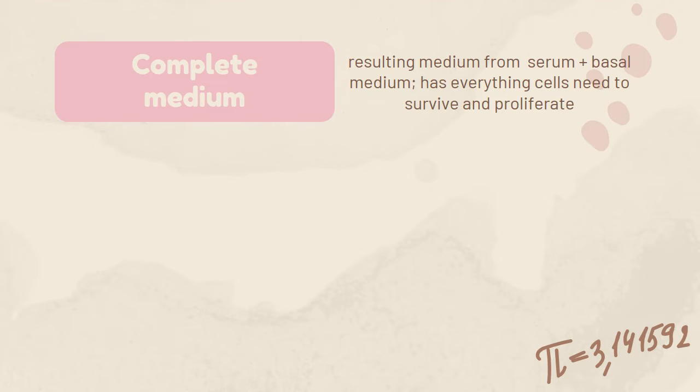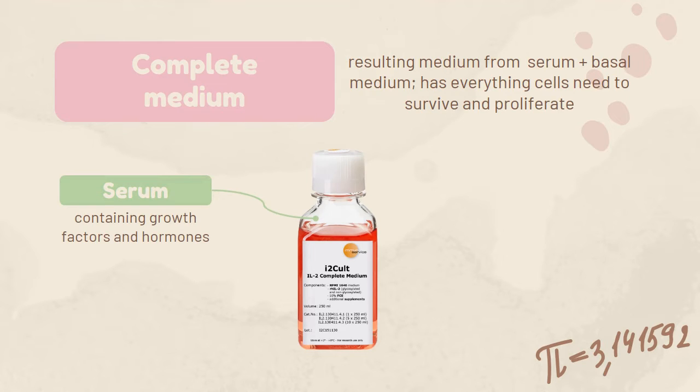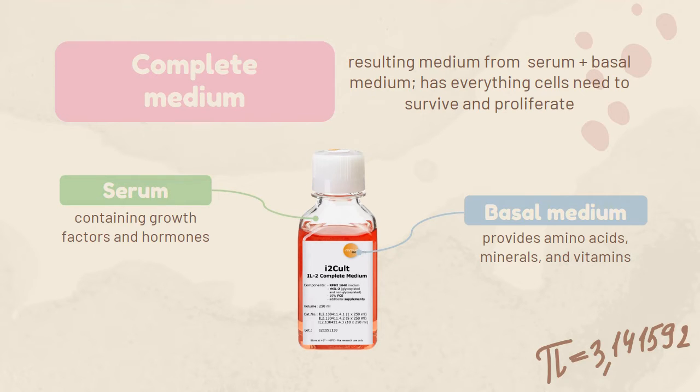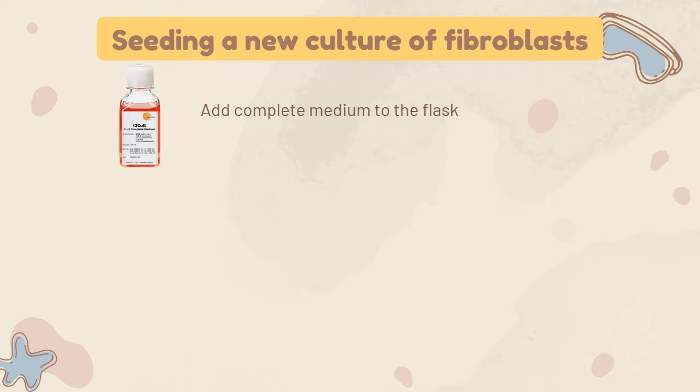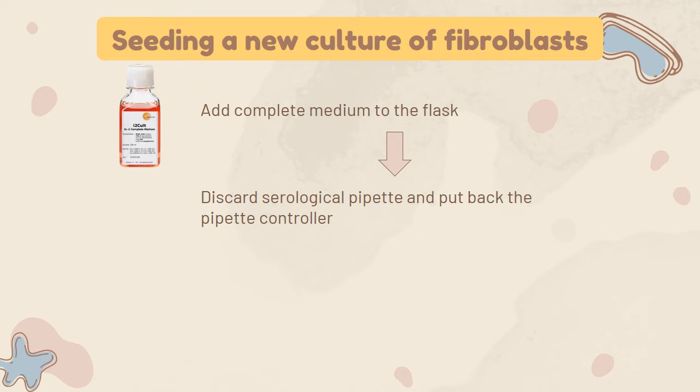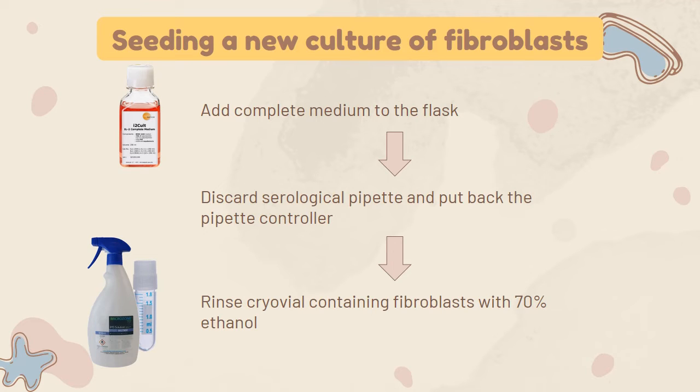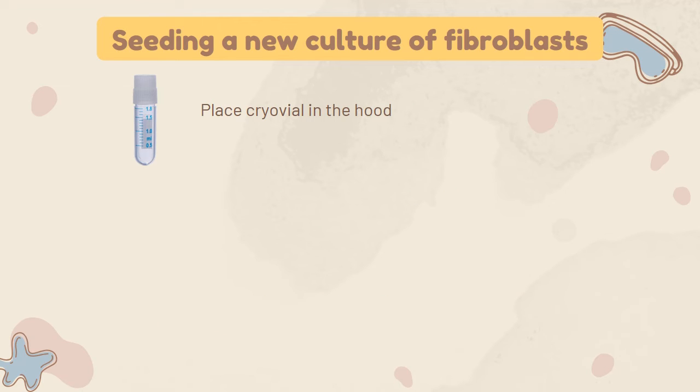It has everything cells need to survive and proliferate. While the serum provides the growth factors and hormones, the basal medium provides the amino acids, minerals, and vitamins. The complete medium is stored at 4 degrees Celsius for up to 2 weeks to maintain the integrity of its components. Next, using a new serological pipette, add complete medium to the flask. Then discard the serological pipette and put back the pipette controller. Then rinse the cryovial containing fibroblasts with 70% ethanol. Place cryovial in the hood.